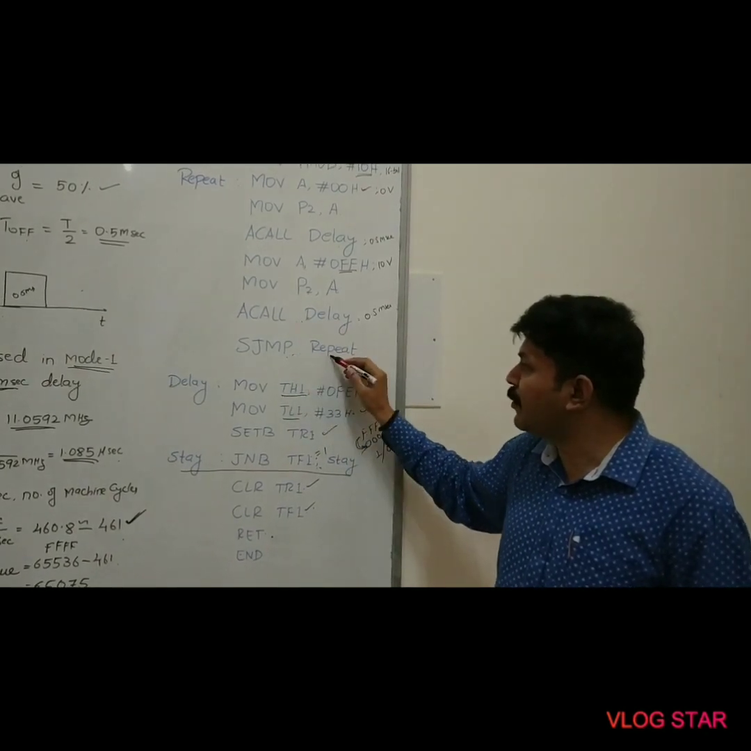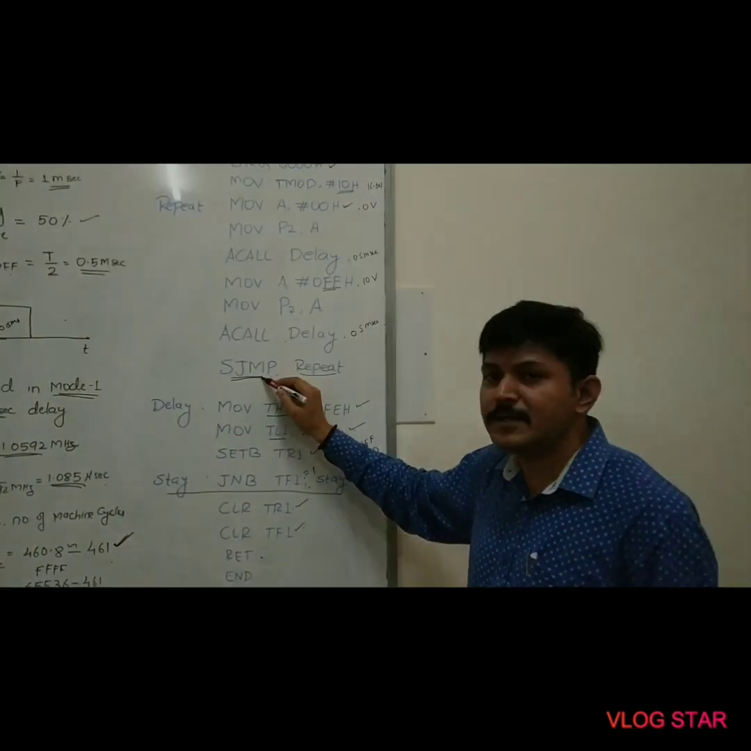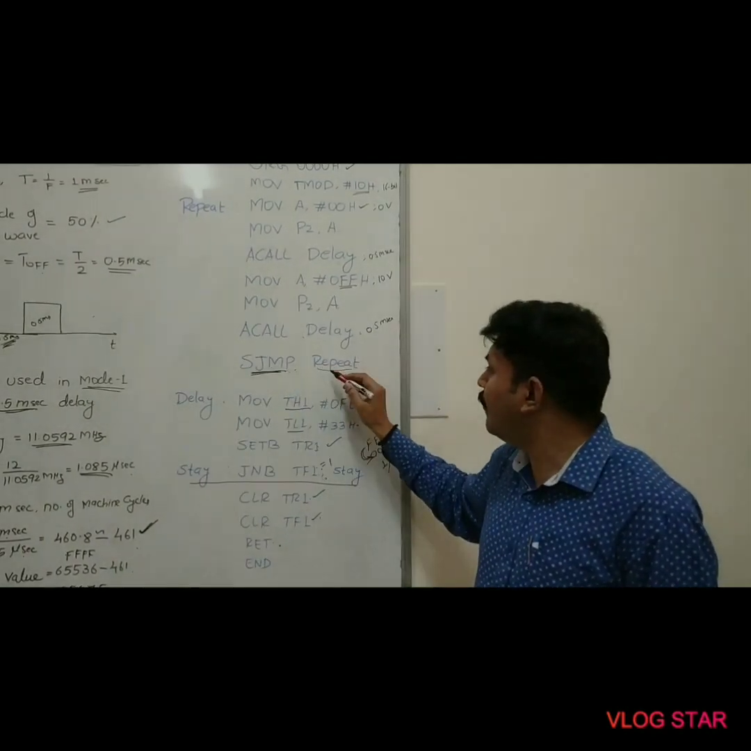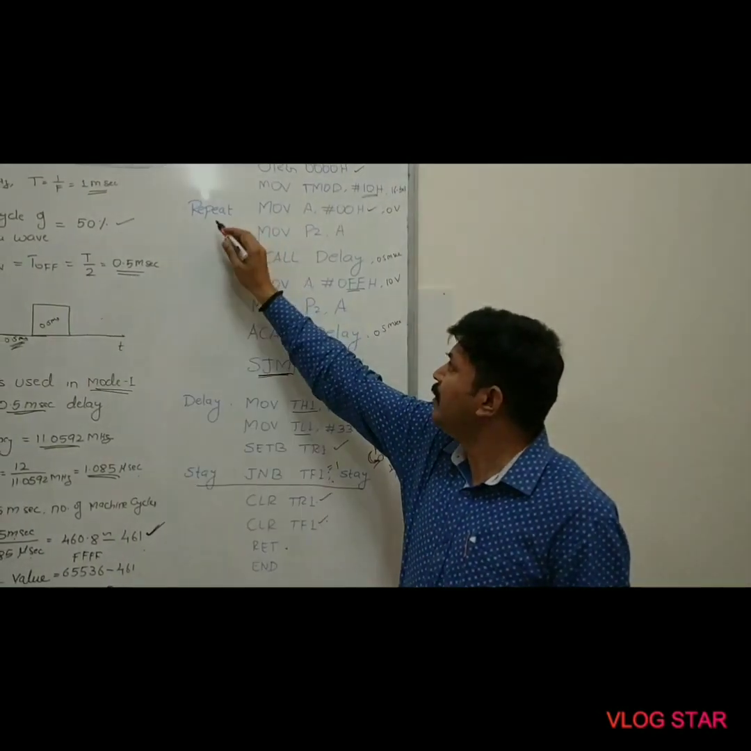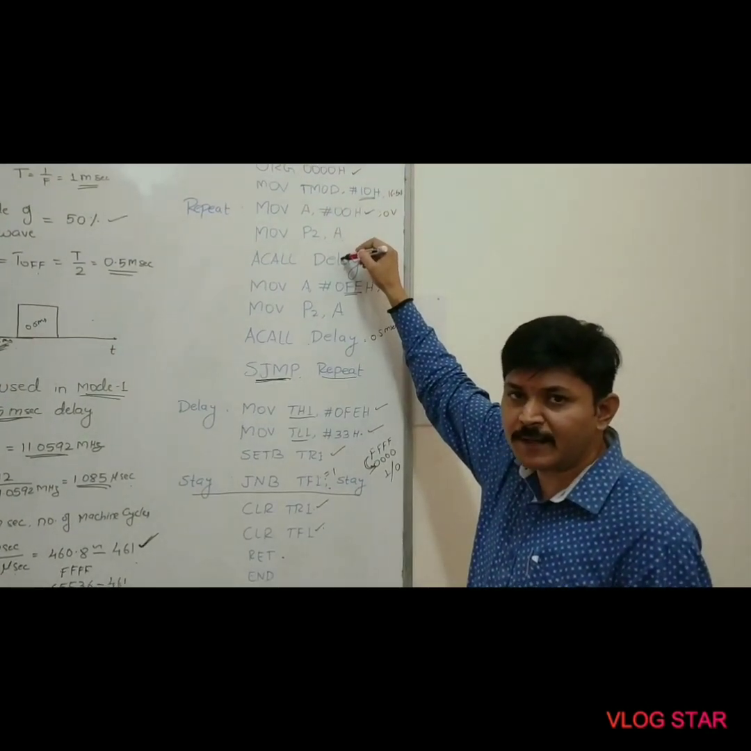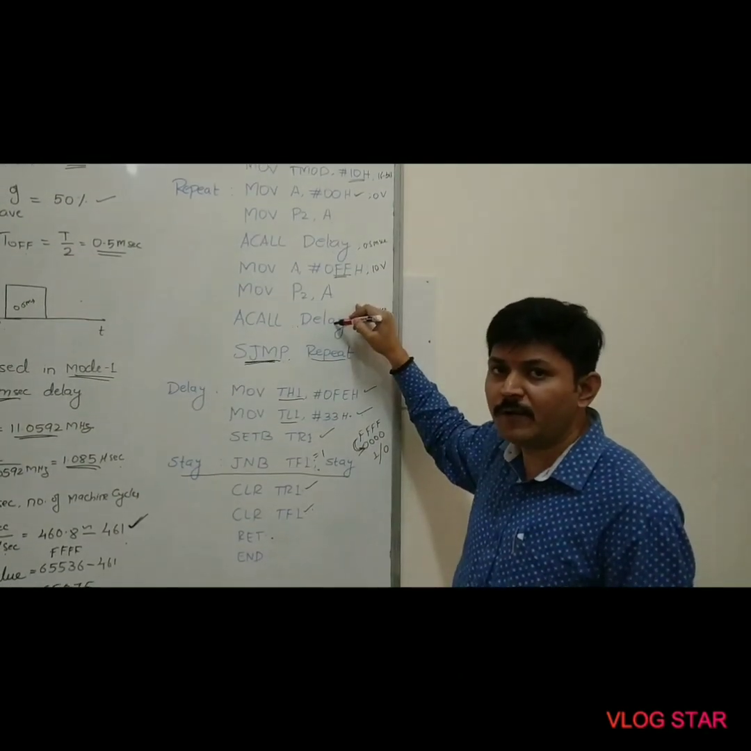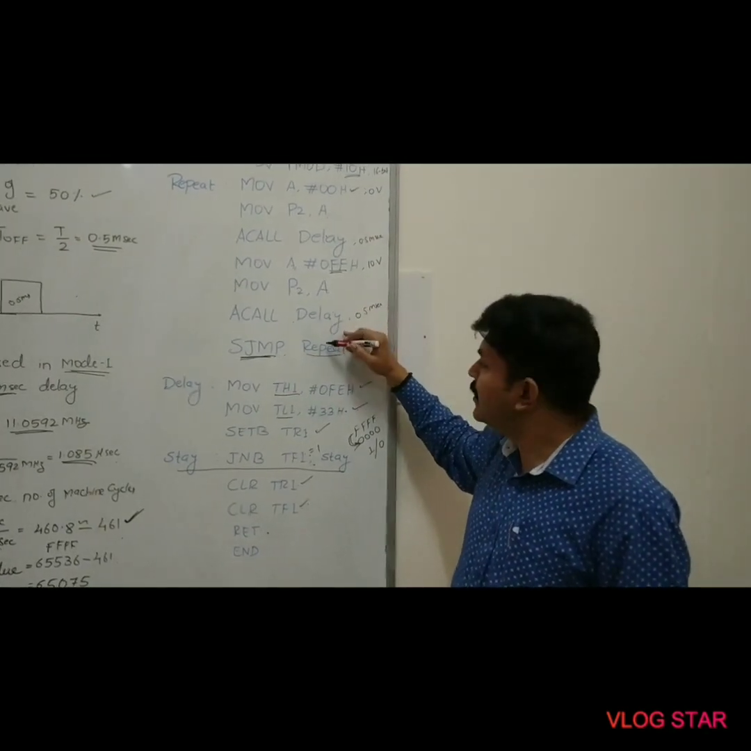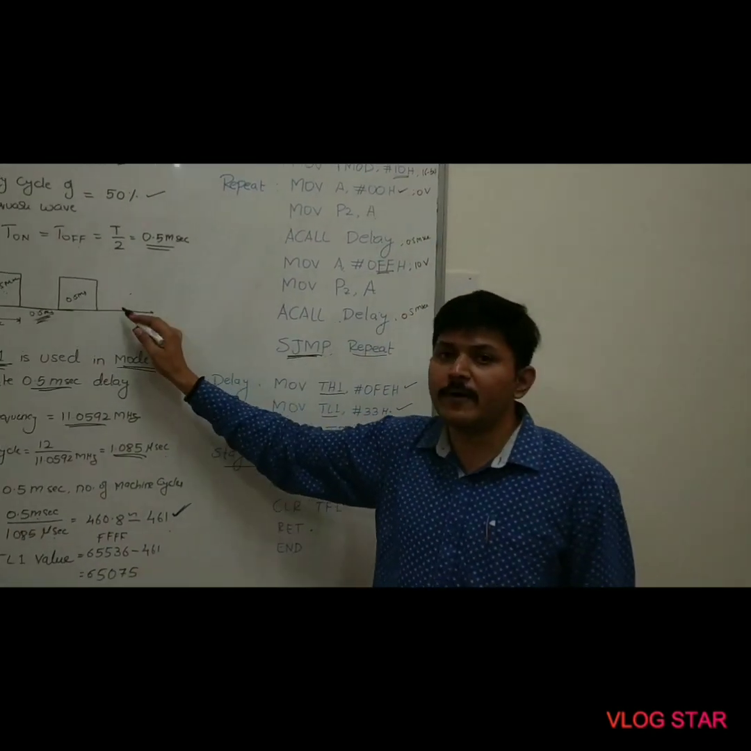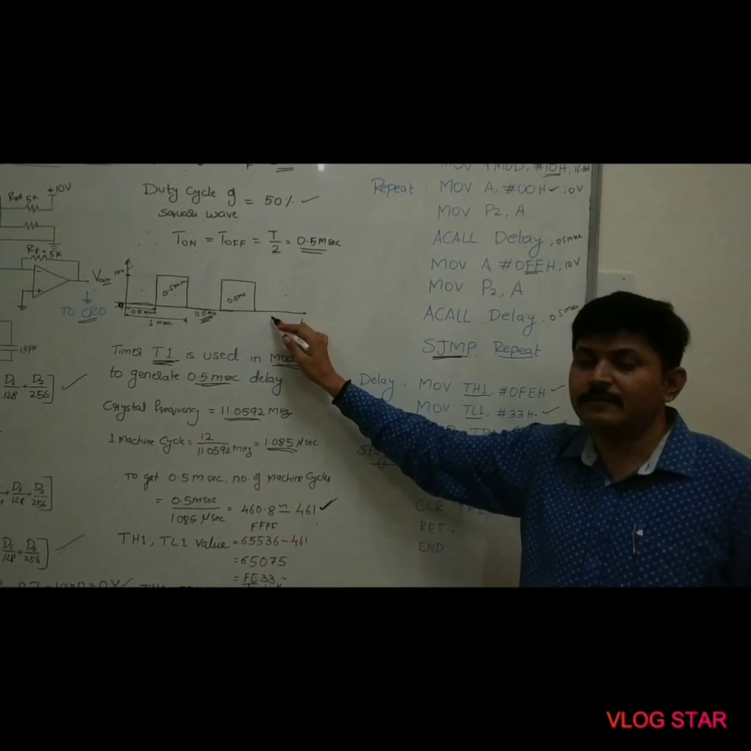Then SJMP repeat. Here there is a continuous loop. As you can see, there is no condition here; conditional jump is not there. This is the unconditional jump instruction which I am using, and I jump to repeat. Repeat means again I load 0 into port 2, call a delay of 0.5 milliseconds, then load FF, and again call a delay of 0.5 milliseconds. This loop repeats infinite times, hence generating the square wave continuously at a frequency of 1 kilohertz.